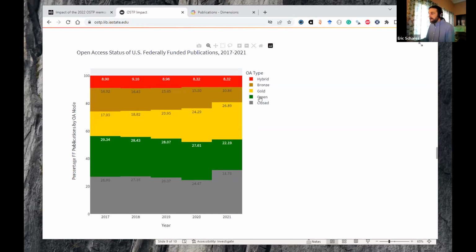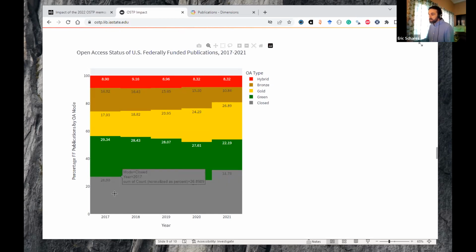You may or may not be familiar with all these different open access types. I don't have time to run through all the differences of the different colors, but what I want to call your attention to first is this gray bar on the bottom of each stack. This is closed. This is behind a paywall. So about a quarter of federally funded research from 17 to 2020 is still closed. And then in 2021, it jumps up to almost a third of federally funded research still closed and behind a paywall. This is the material that's going to be affected the most by this updated guidance.